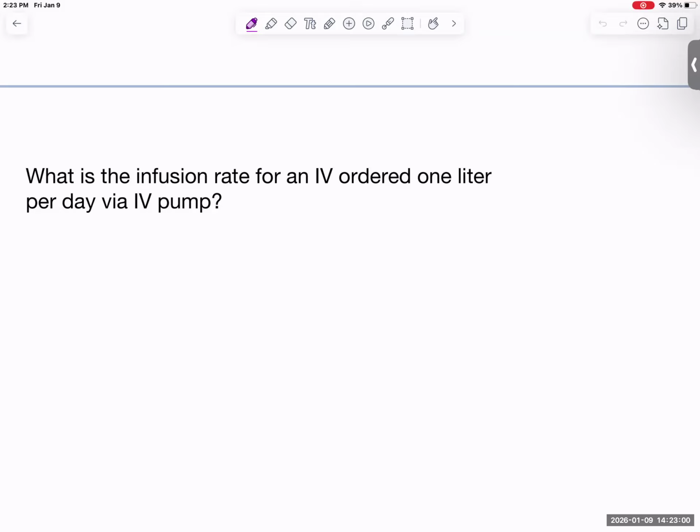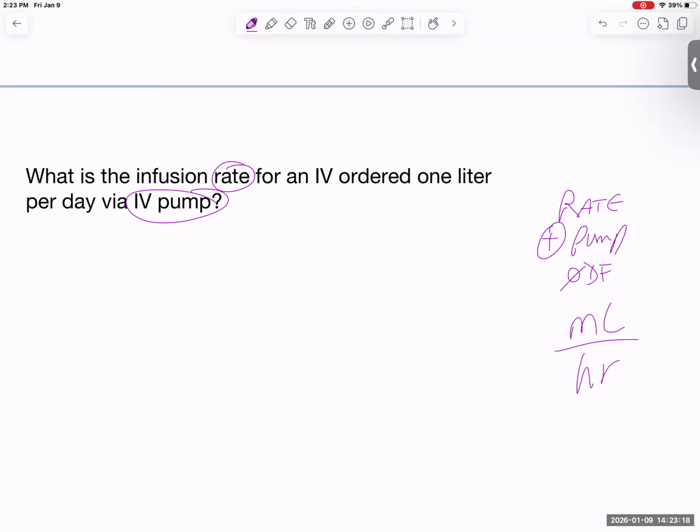What is the infusion rate? There's the word for an IV ordered 1 liter per day via pump. So it's asking me rate, and I have a pump. So that means I don't need to use a drop factor if it's there, but it's not. So I'm solving milliliters an hour. So 1 liter, let's use 1 liter as my given. But I need milliliters. So I know that 1 liter is 1,000 milliliters. So I cross off my liters. So I have milliliters. Now, how do I get, sorry, it's 1 liter per day.